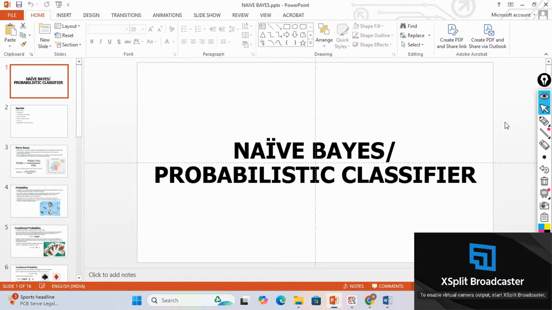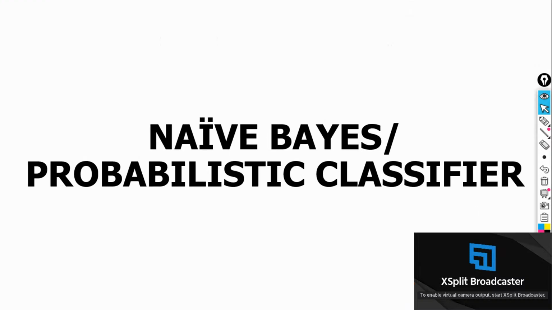So, in the previous session, we understood what exactly classification is, and from where we derived this word classification. Yes, right. So we understood the concepts of machine learning.